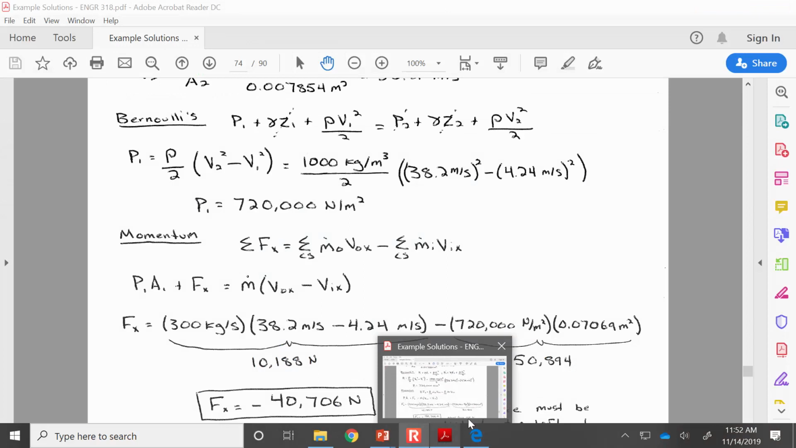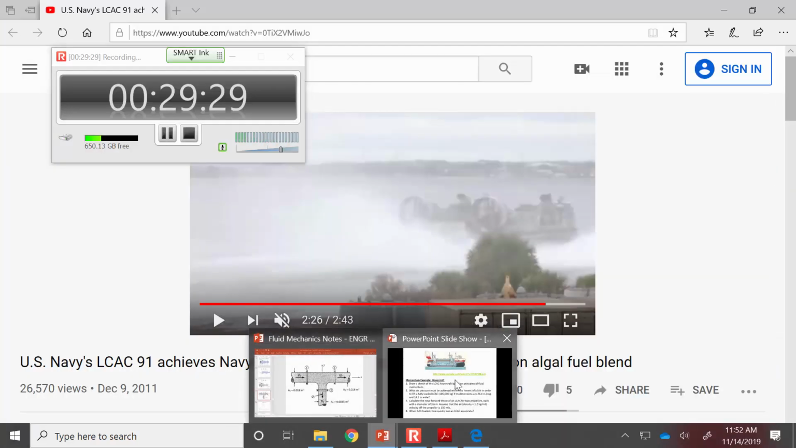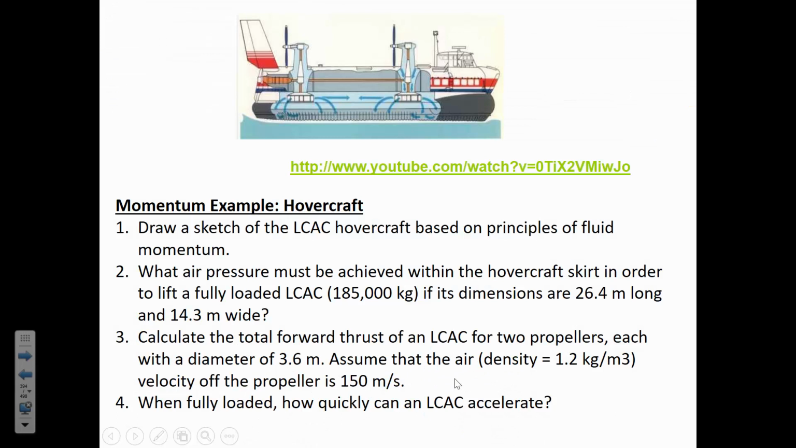All right, so I have an in-class exercise, a handout for you, where we're going to work through a couple of questions here. Now, I want you to get in the habit of being able to identify where the control surfaces need to be to solve a problem. So, draw a little sketch of the LCAC, and then where is the control surface going to go, where you're keeping track of the flow in and the flow out.